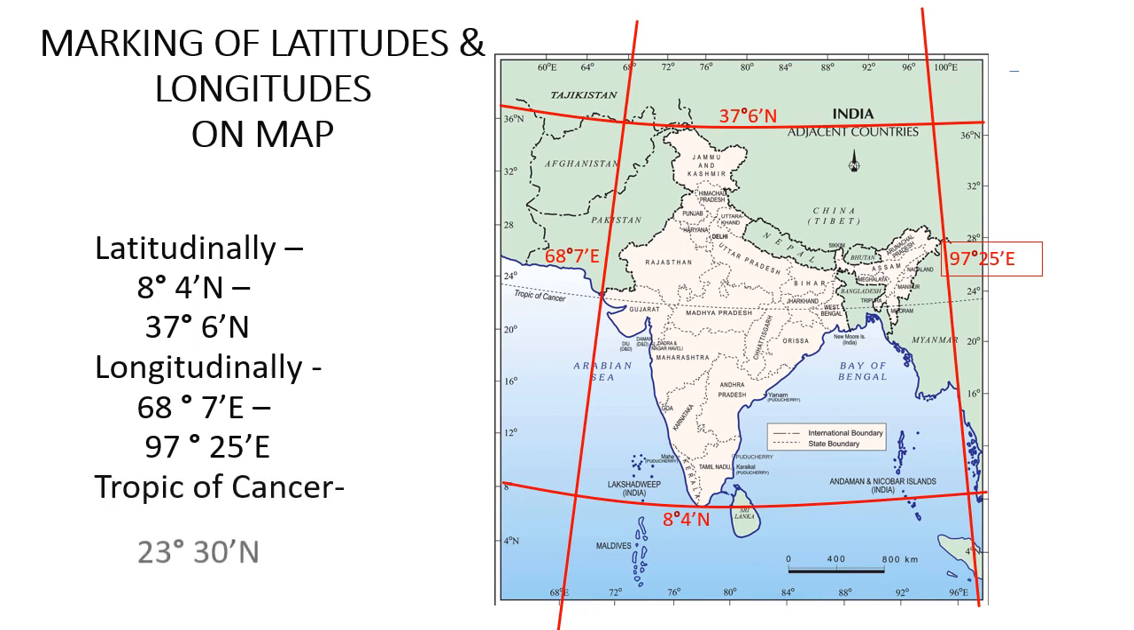And one of the important latitudes passing through India is marked with 23 degree 30 minute N, called the Tropic of Cancer, which divides India into two equal parts. The part of India lying to the north of the Tropic of Cancer is in the warm temperate zone, and the part of India lying to the south of the Tropic of Cancer is in the torrid zone or tropical zone, which is the hottest zone of the earth.